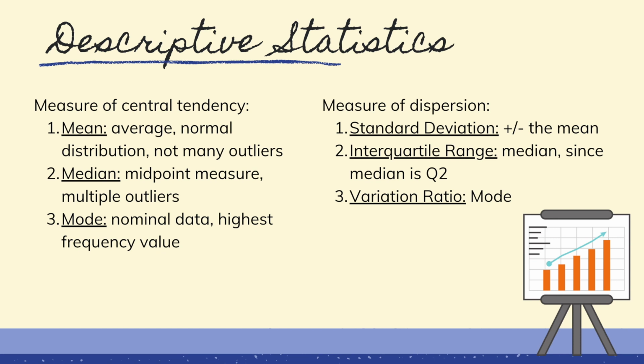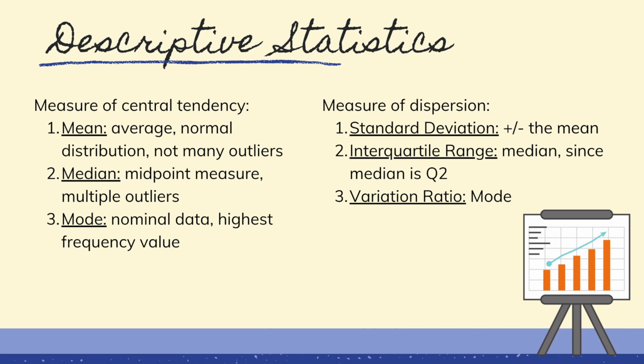So finally, there's mode, which is the value with the highest frequency. So for example, if a class of 10 students were asked where they'd like to eat lunch for a treat that the teacher is giving, and 7 said Subway, 2 said McDonald's, and 1 said KFC, the mode would be 7 for Subway. Okay, mode can be used with nominal data, and the measure of dispersion would be variation ratio.